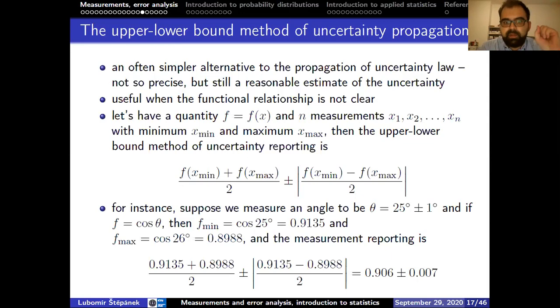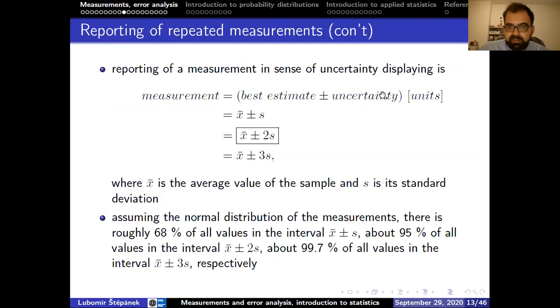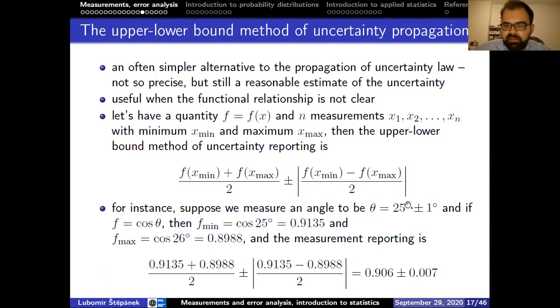So let's suppose that we measured an angle theta several times, and we followed the formula best estimate plus minus uncertainty and reported it this way: 25 degrees plus minus 1 degree. This is the best estimate, and this is the uncertainty term. But we would like to know not theta. It's good to know theta, but we are interested in the cosine of theta. How to report the cosine of theta if we know the reporting of theta itself?